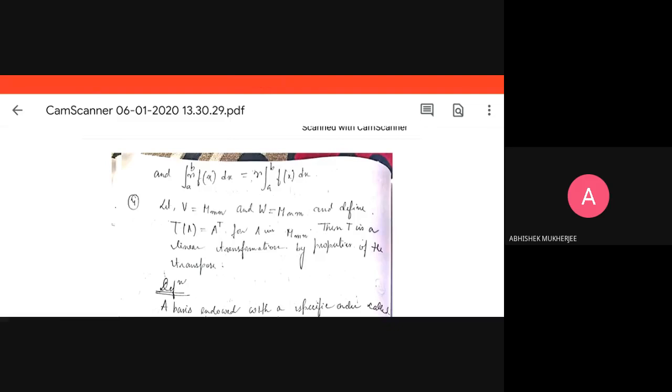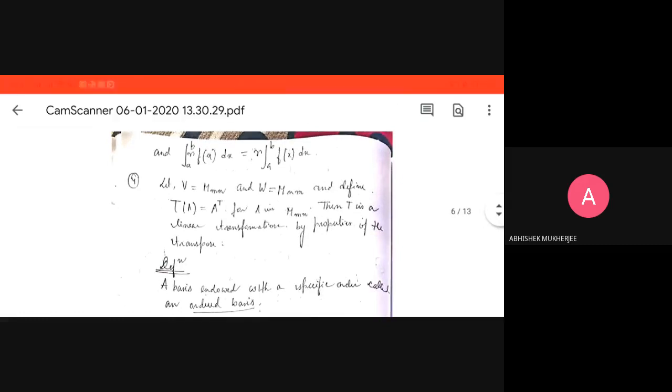Now I have given the fourth example: let V = M(m x n) and W be the space of matrices M(n x m), and we define T(A) = A transpose for A in M(m x n). Then also we can see that T is a linear transformation by the properties of transpose.